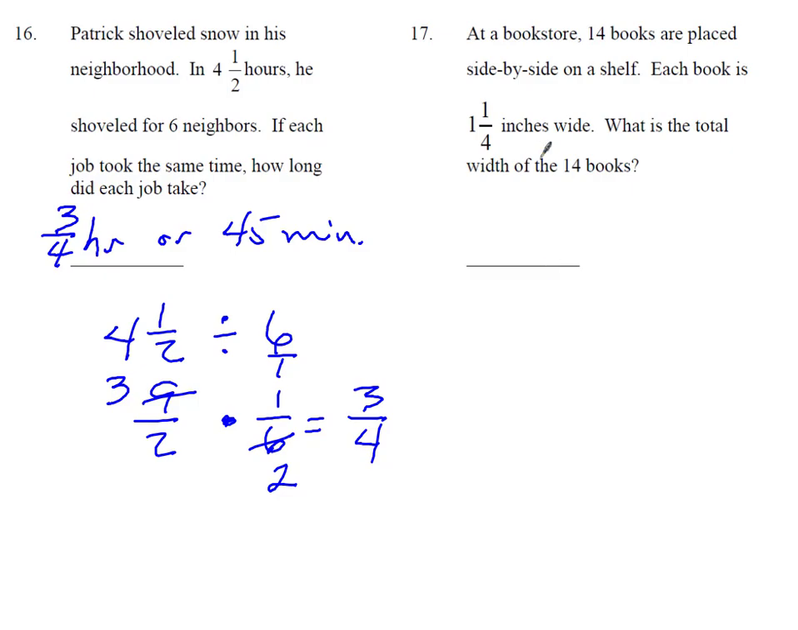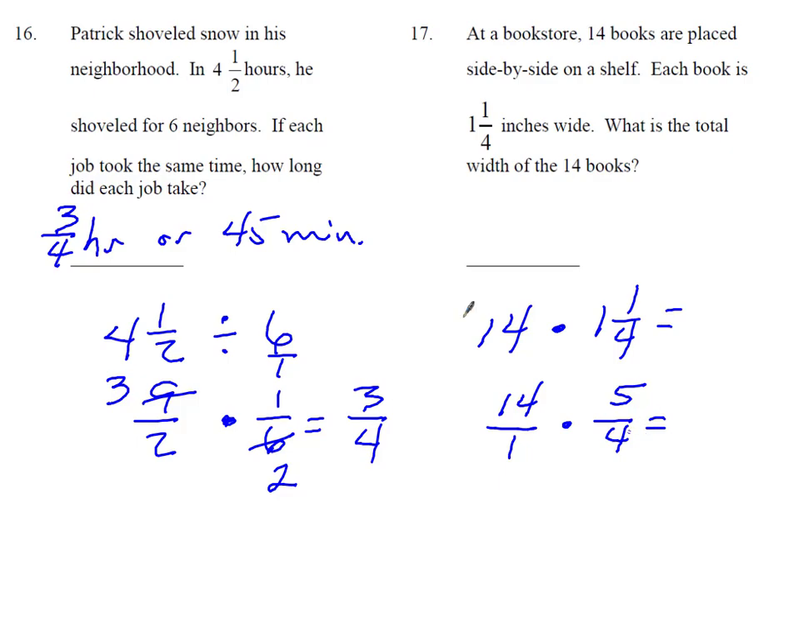Number 17, at a bookstore, 14 books are placed side by side on a shelf. Each book is 1 1/4 inches wide. What is the total width of the 14 books? So this is 14 books, each one 1 1/4 inches wide, and I want to find the total length. So this is a multiply problem. Okay, so to multiply, we turn the 14 into a fraction, 14 over 1. We turn the 1 1/4 into a fraction. 4 times 1 is 4, plus 1 is 5 over 4, and then we multiply.